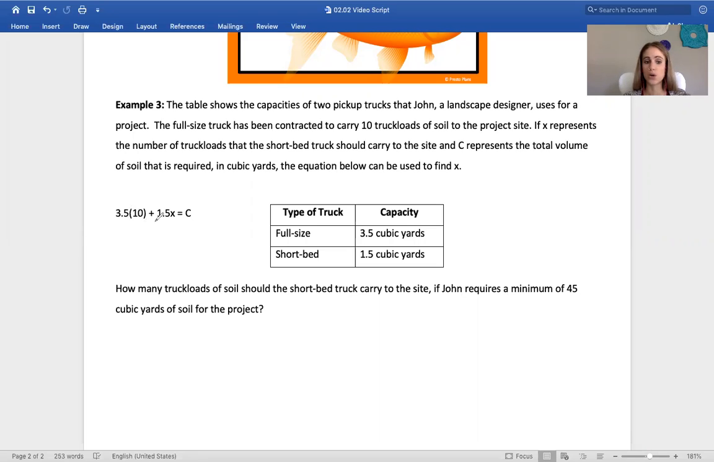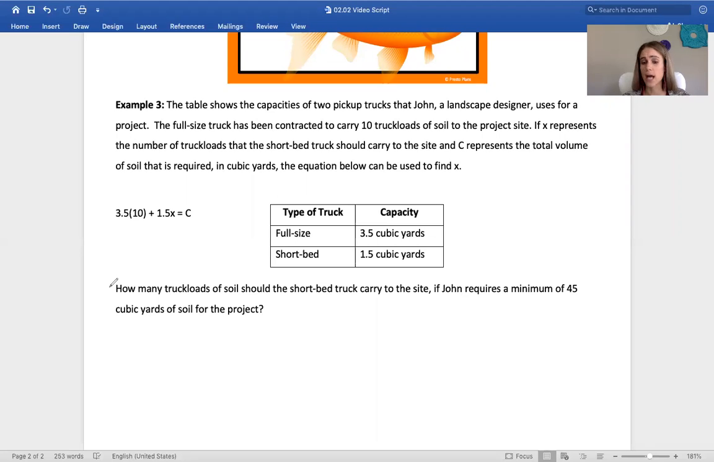So we have both an equation here and a table of information. So our question is, how many truckloads of soil should the short bed truck carry to the site if John requires a minimum of 45 cubic yards of soil for the project?